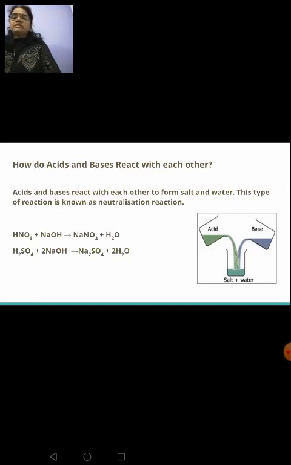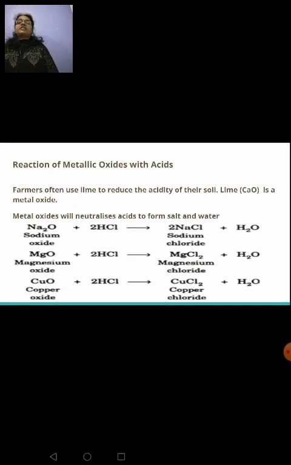So please listen carefully. Next is reaction of metallic oxides with acids. See, normally farmers use lime, that is calcium oxide, to reduce the acidic effect of soil, right? When the acidic level of soil increases, the yield will be very poor. There won't be good quality crops, you can say. Very less yield also they'll get. So in order to reduce the effect of this acid level in the soil, they use this calcium oxide.